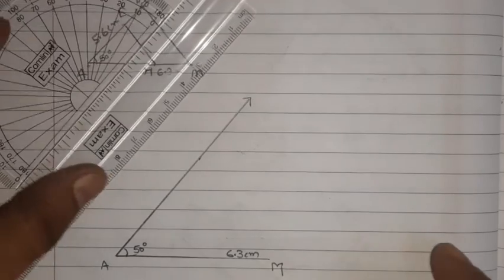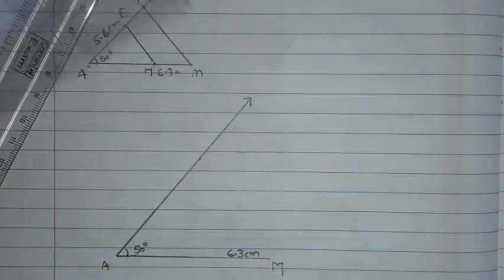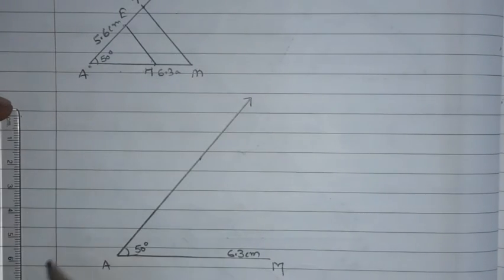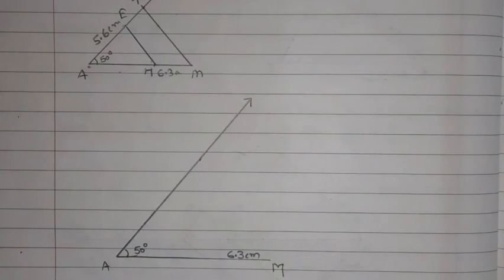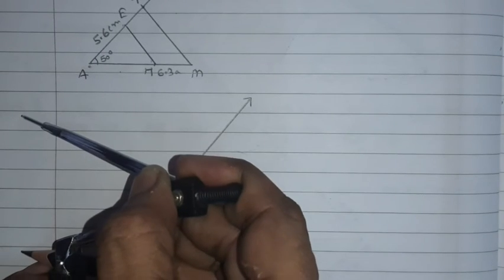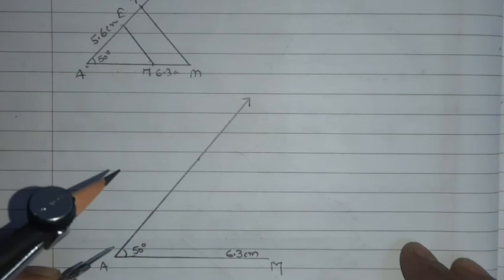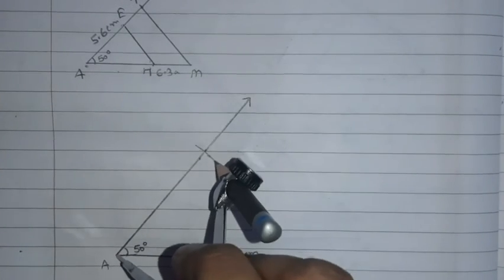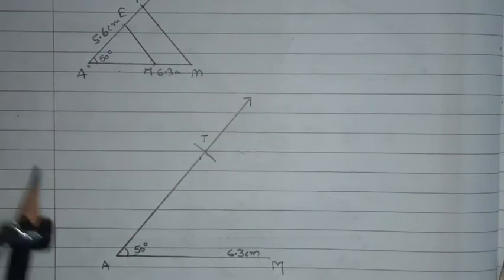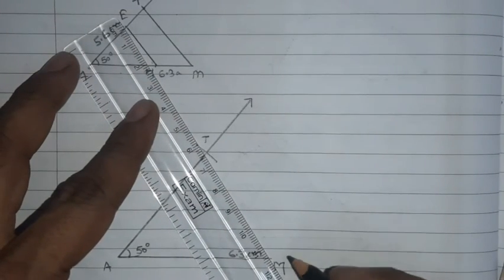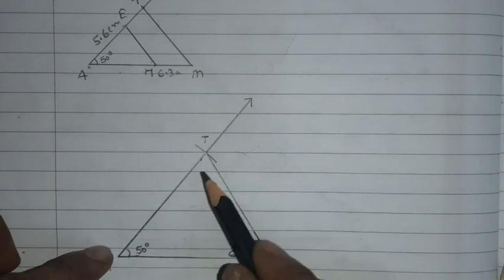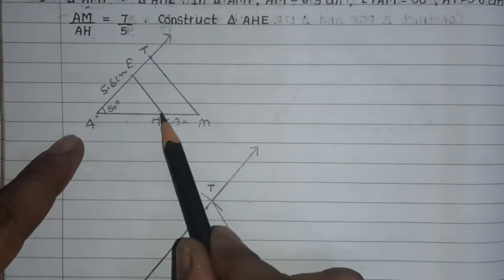Then AT is 5.6 centimeter. Therefore, on a rough page, you have to take how much distance? 5.6. Take a distance of 5.6 centimeter. This point T is 5.6 centimeter. Therefore, from A, we have to draw the arc like this. And this is point T. Join this with M. Now, dear student, this AMT triangle is over. Now we have to construct AHE.